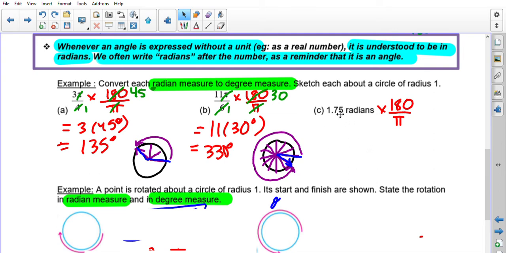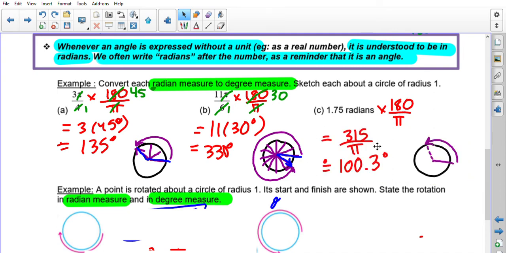All right, here's an example of where they put radians here to help remind you that 1.75 is an angle. I could have not given you the radians at all and just said 1.75, and you would have to know that it meant radians. Okay, so this one's just different. It's not in its pi form. So 1.75 times 180 over pi will give us 315 over pi.